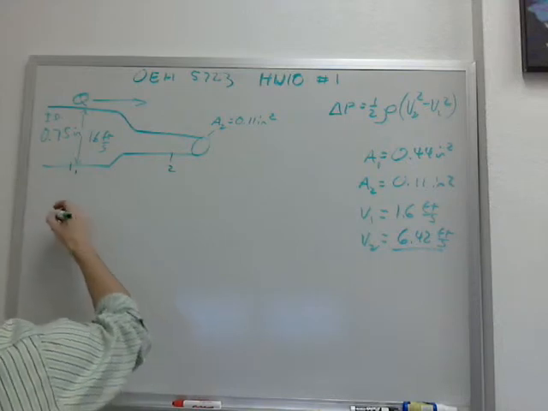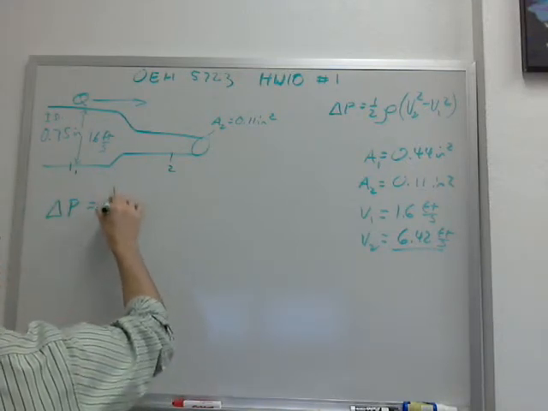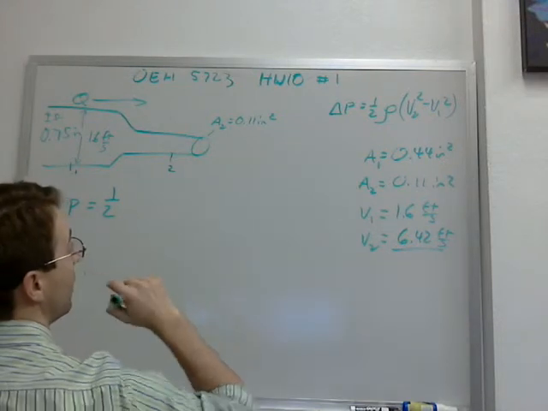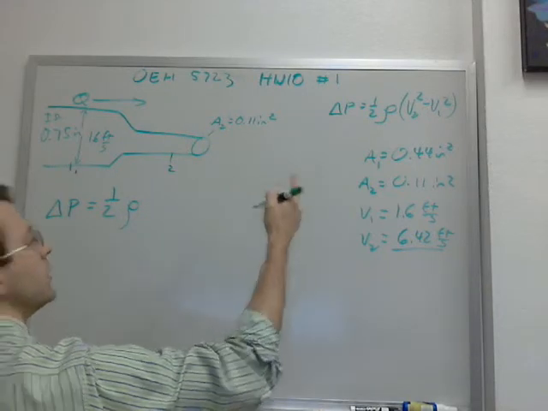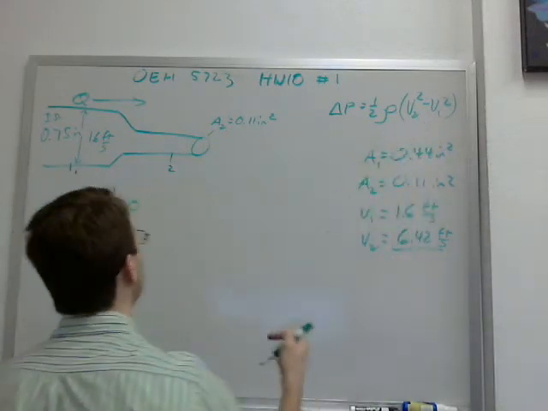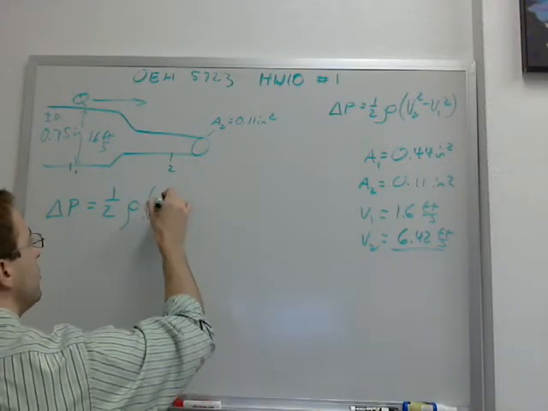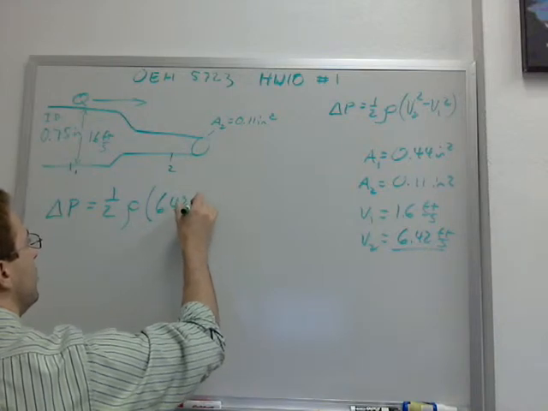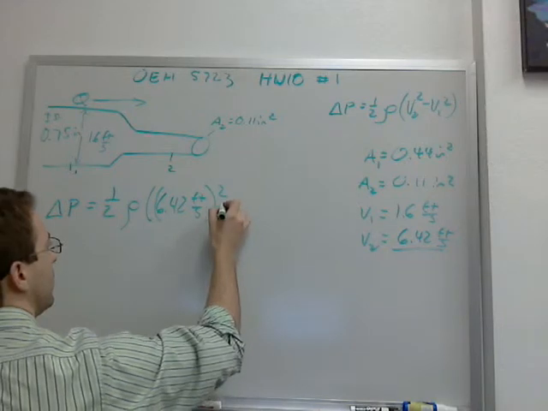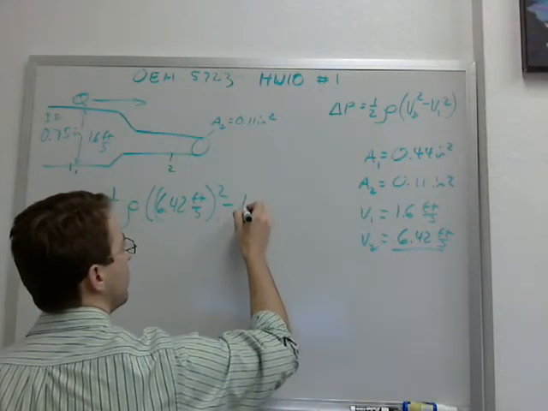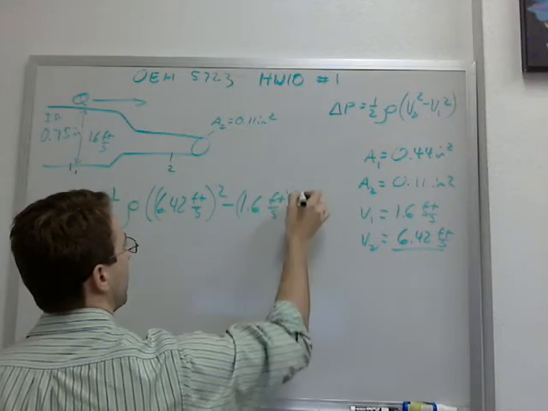All right. And so our change in pressure is going to be equal to 1/2 rho, and then we'll go ahead and calculate what this number is before we start putting any kind of values to these constants. And so our V2 is 6.42 feet per second squared minus our V1, which was 1.6 feet per second squared.